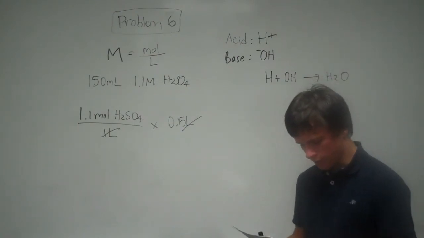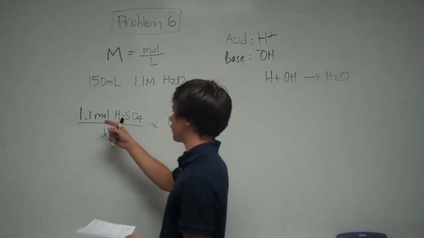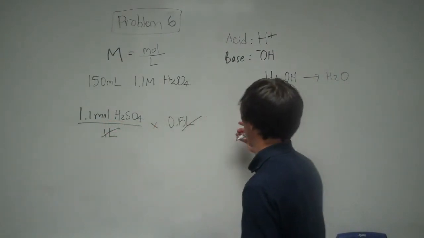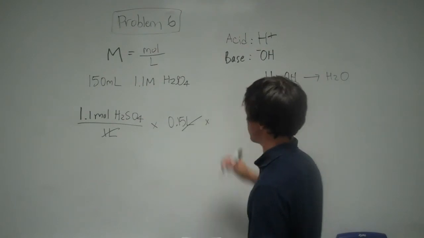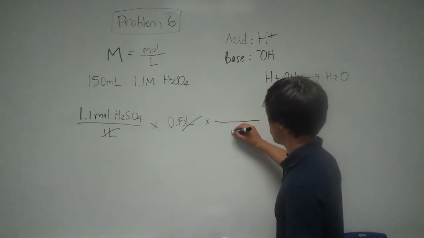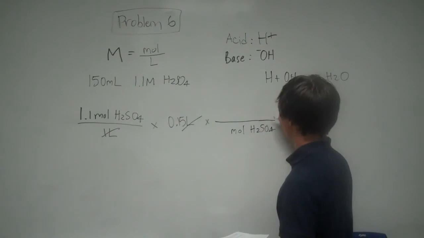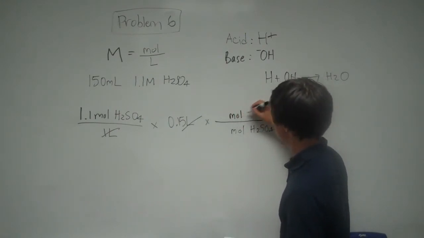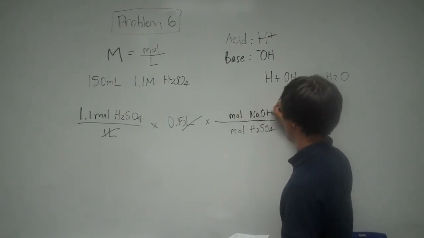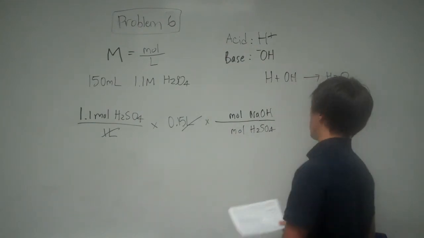So we're trying to get a volume of NaOH. So we need to convert from moles of H2SO4 to moles of NaOH. Now you might think, for every mole of H2SO4, how many moles of NaOH do we need? Well, you might think we need the same amount of acid and base. So just 1 and 1.